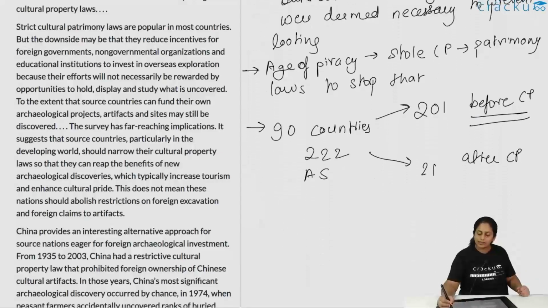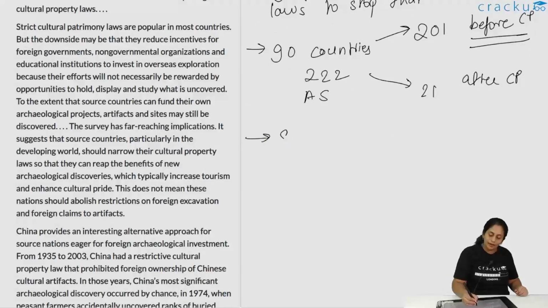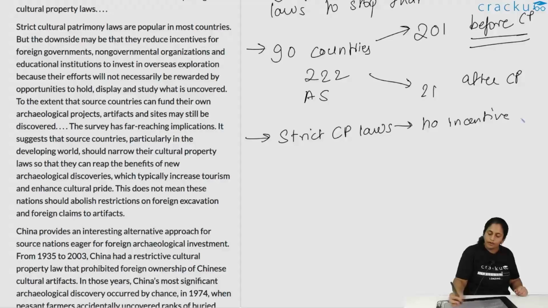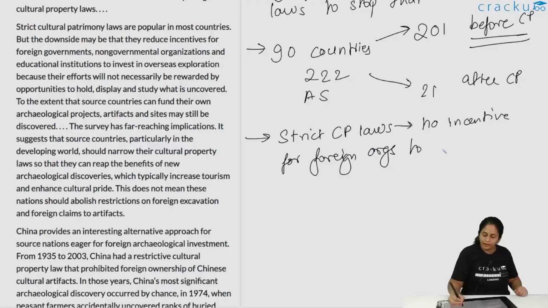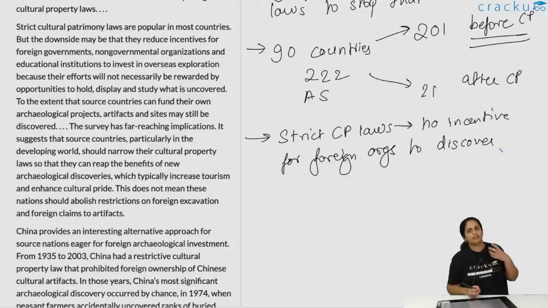So what is the author saying? So what the author is saying is that when you have strict cultural property laws, what happens? There is no incentive for foreign organizations to dig, to find or discover these archaeological sites. So once you remove the incentive, there are very few people who are actually doing these archaeological discoveries.